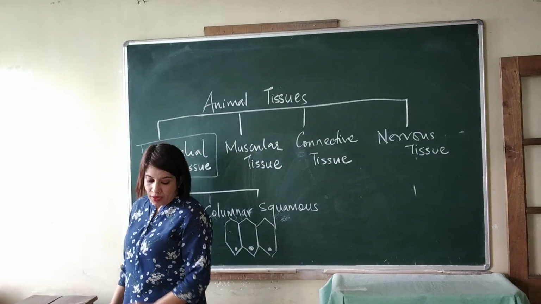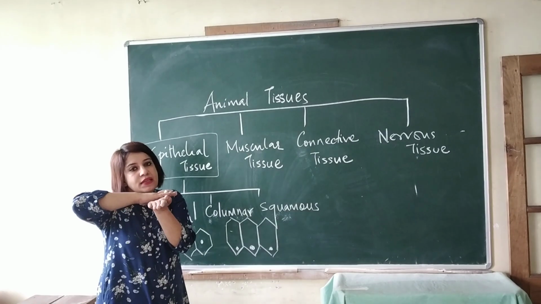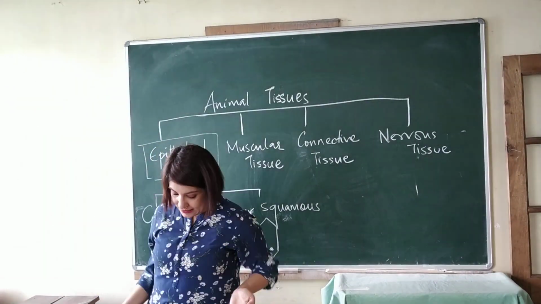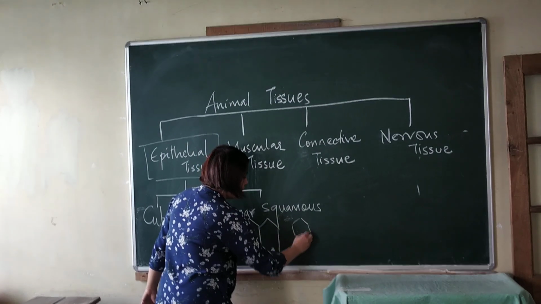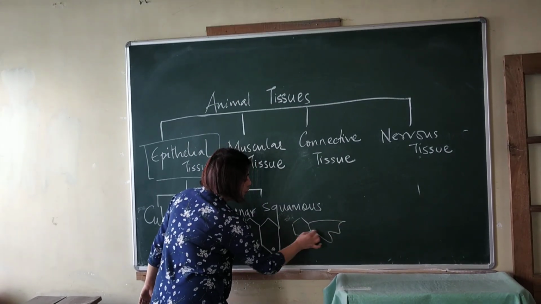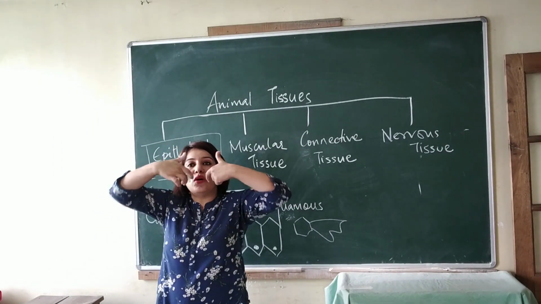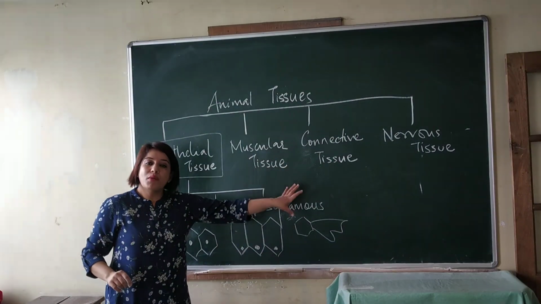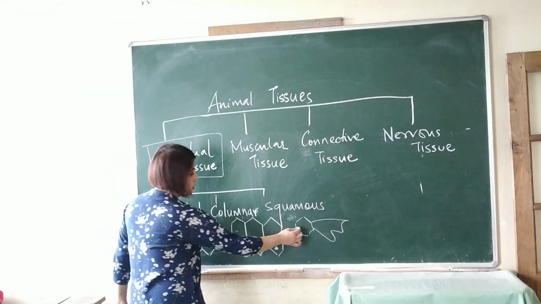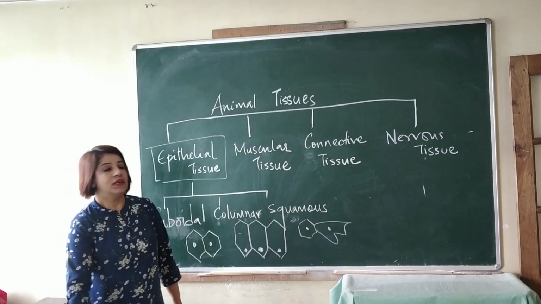The last one, squamous epithelial tissue. Squamous epithelial tissue are flat cells. Okay? They may be of different shapes. They may be hexagonal, they may be irregular, but they are flat. The lining of your mouth, your skin is all composed of squamous epithelial tissue. Here also you find the nucleus in the center.